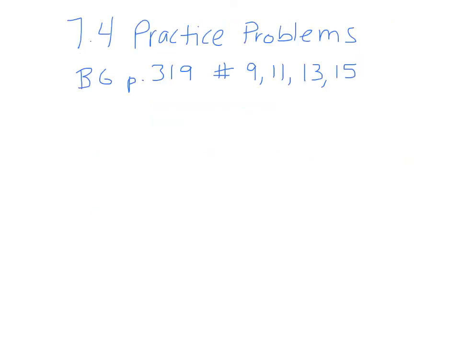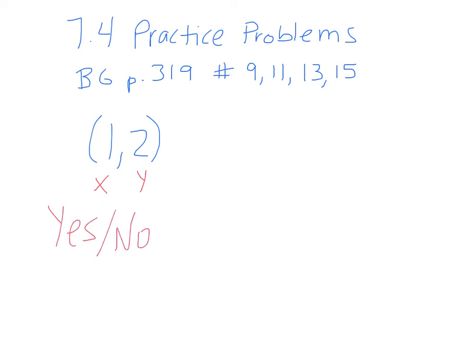I'm going to complete the rest of it in class so I can go over that more clearly with you. Your practice problems are from Big Green, page 319, numbers 9, 11, 13, and 15. Please don't forget the answers are in the back of the book so you can check your answers to see if you're correct. For numbers 9 and 11, you're going to tell whether the ordered pair is a solution of the equation. Remember, if you have an ordered pair, the first number is your x value, the second number is your y value. That answer would be a yes or no answer for numbers 9 and 11.